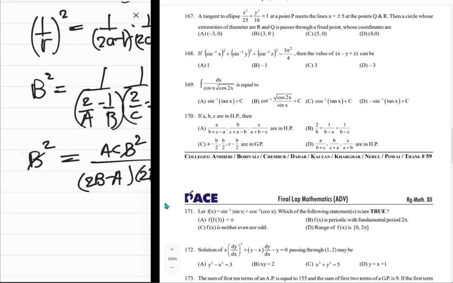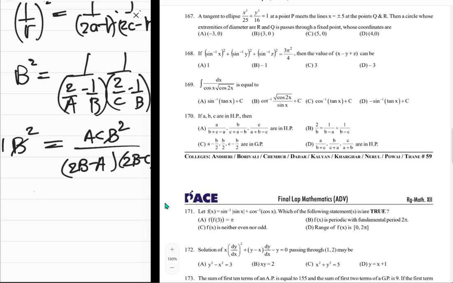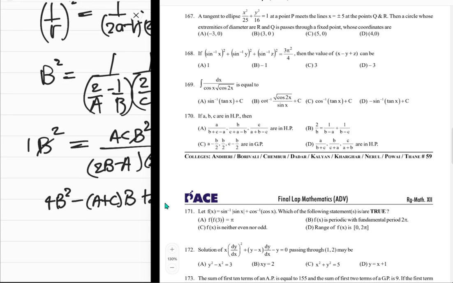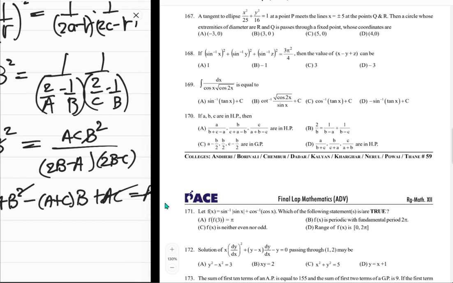So you are saying this thing. Well, that's the same thing as this, and right, so it's like 4B square minus A plus C times B plus AC is equal to AC. This is what it's saying basically. So basically you are saying this thing. That basically means, okay, this is gone, so B is gone.